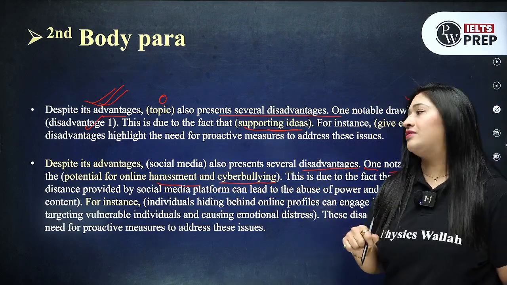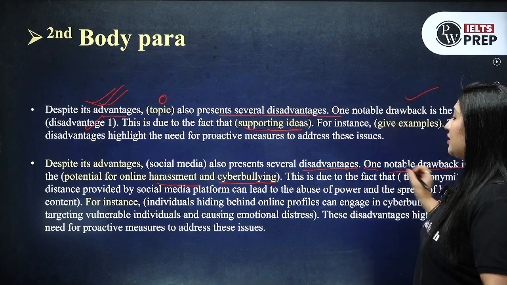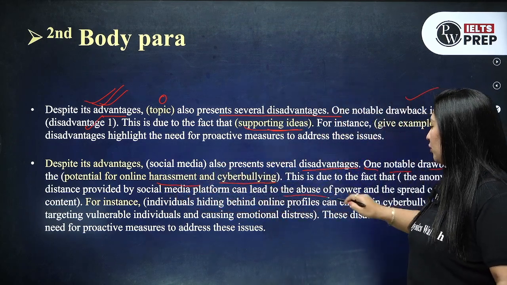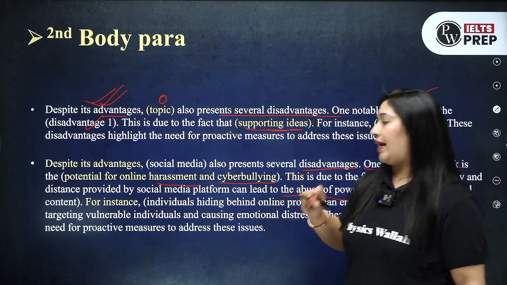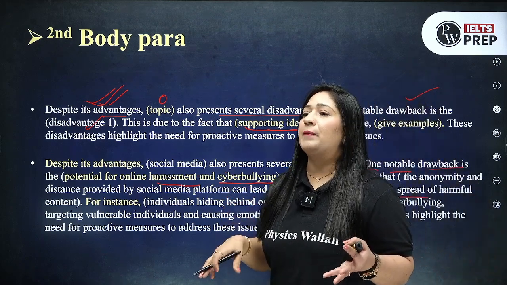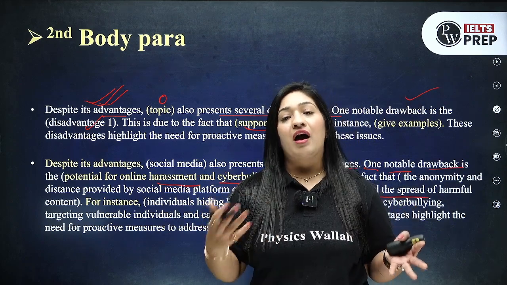Right? So I'm writing this disadvantage. This is due to the fact that the anonymity and distance provided by social media platforms can lead to the abuse of power and spread of harmful content. Right? So as I'm telling you, on social media you can easily get the content, you can easily get the update, but at the same time यहाँ पे harmful content भी होता है.